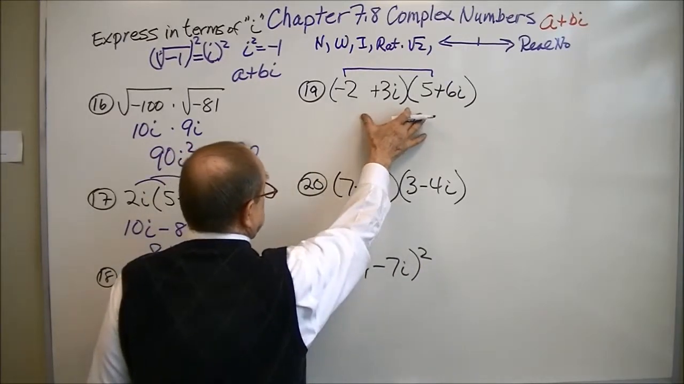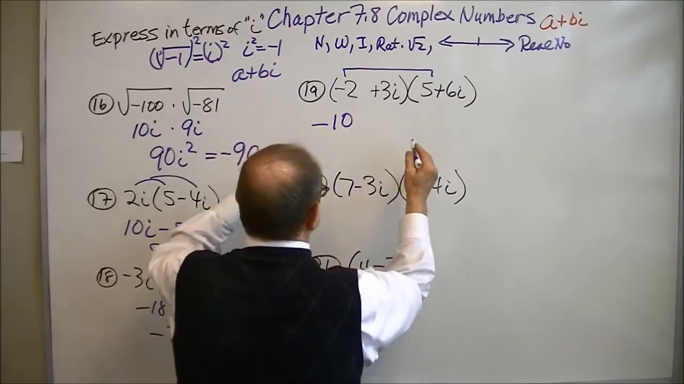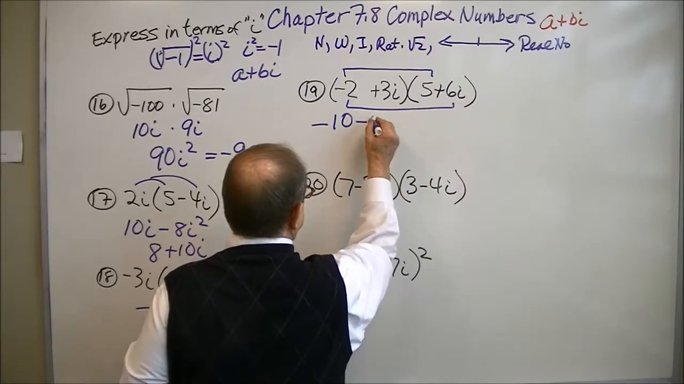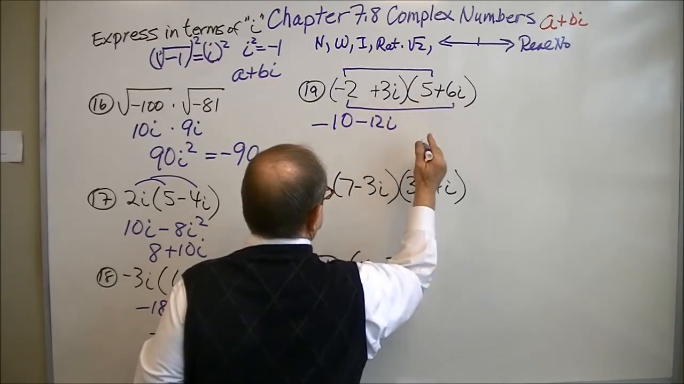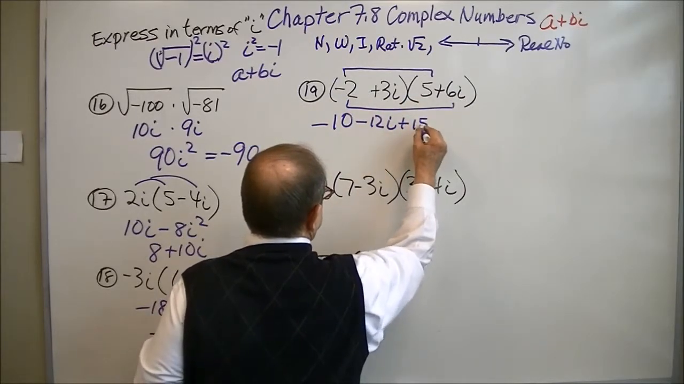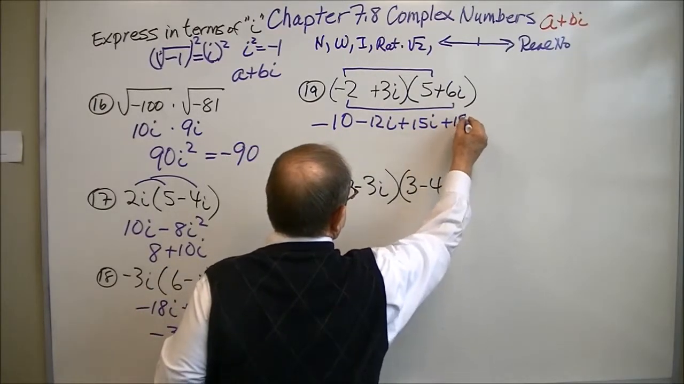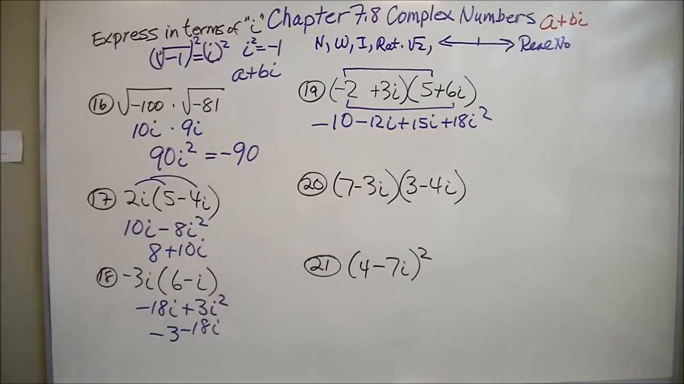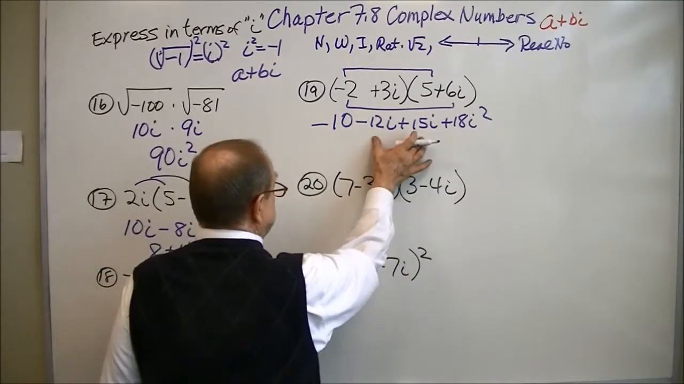Do my firsts. This is going to be a -10. Now I'm going to do my outers. That's going to be a -12i. My inners, a +15i. And my last, a +18i squared. Now I could have done it mentally, but it's always good to kind of review and check it out.